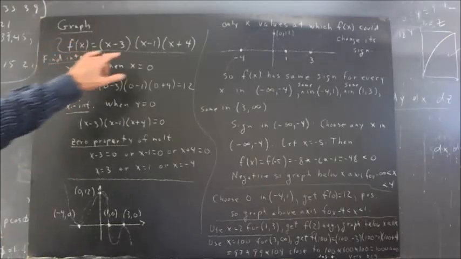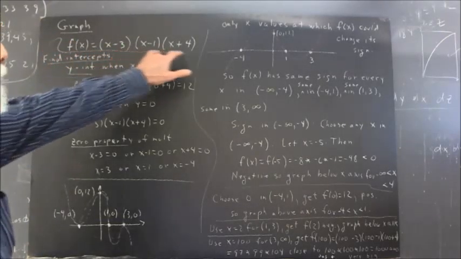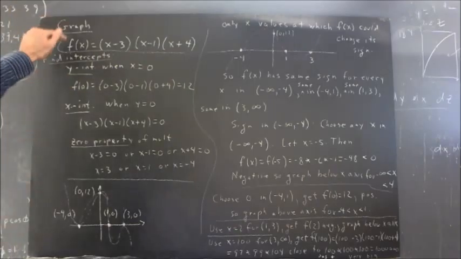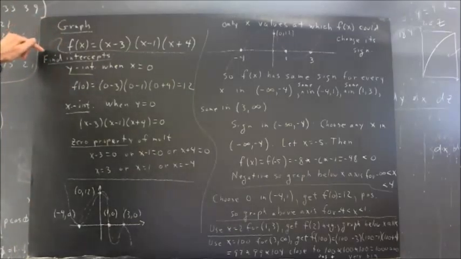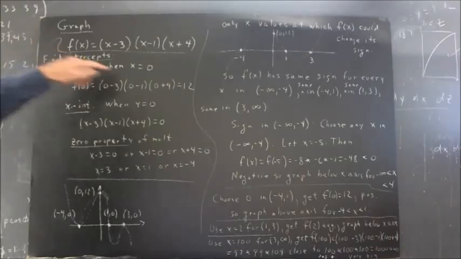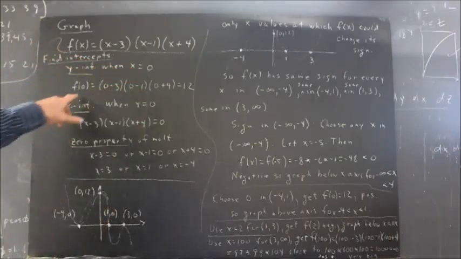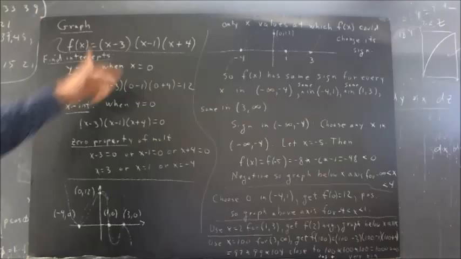We have a polynomial given as a product of three linear factors. We want to graph the polynomial. We begin by finding the intercepts. The y-intercept occurs when x equals 0. y equals f of x.